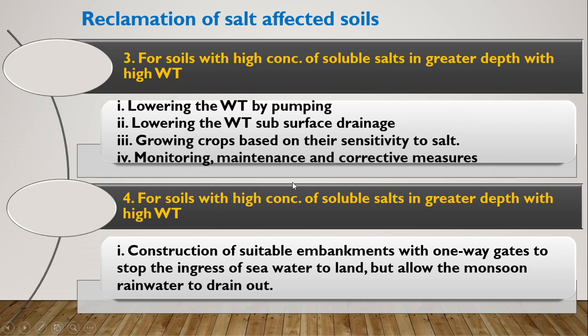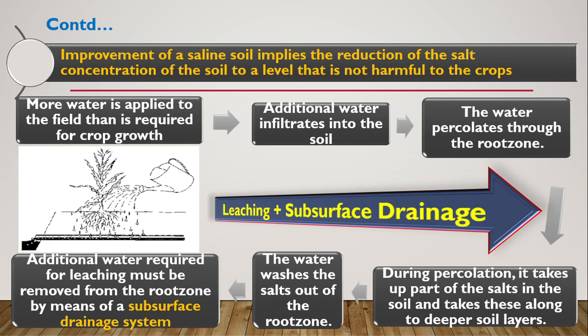Another one is, I'm sorry, this is actually for coastal areas. This is not for a high concentration of soluble salts. For coastal areas, we can construct suitable embankments or suitable walls with one-way gates to stop the ingress of seawater to land. For restricting the seawater from the land, we have to construct embankments in coastal areas. So these are the methods by which we can remove salt content of the soil.